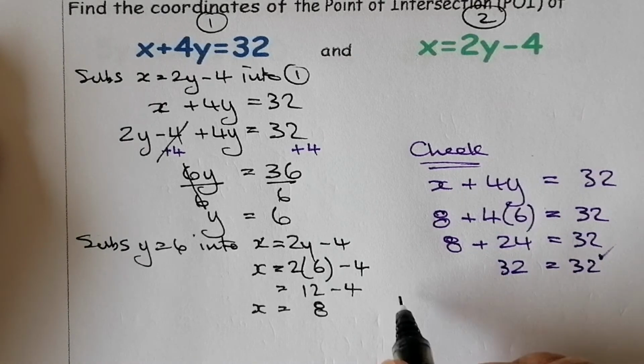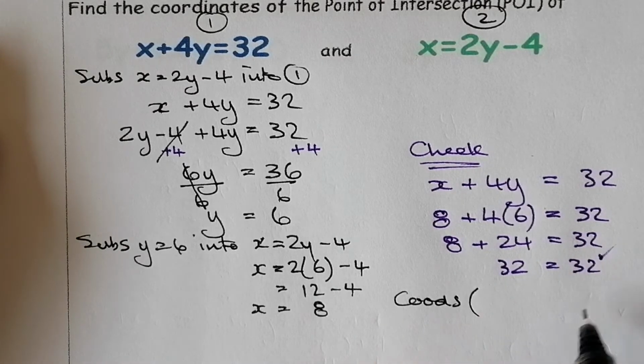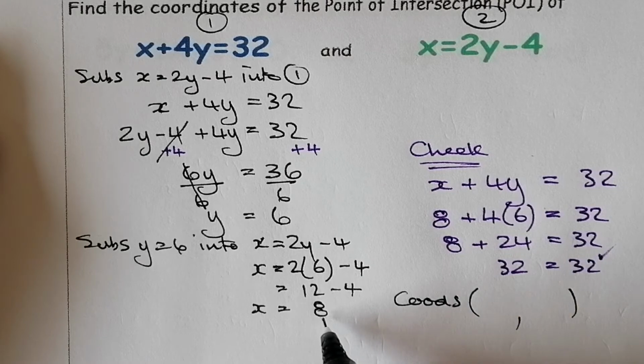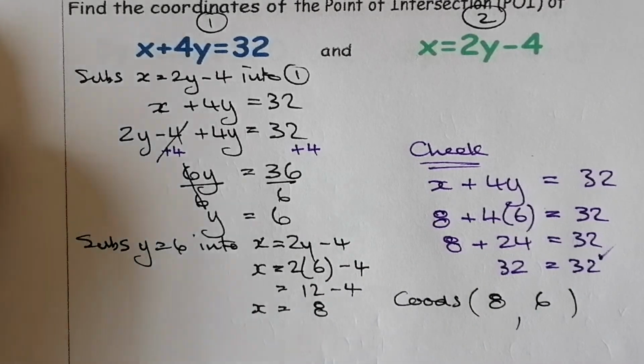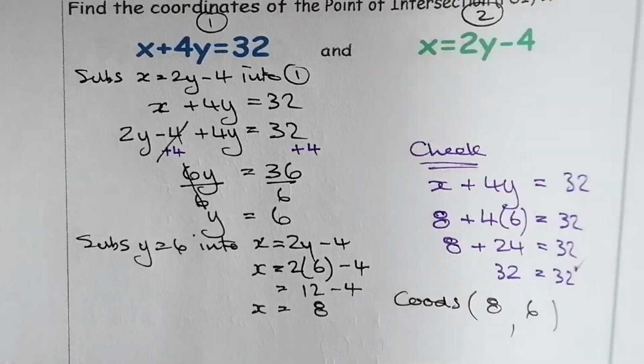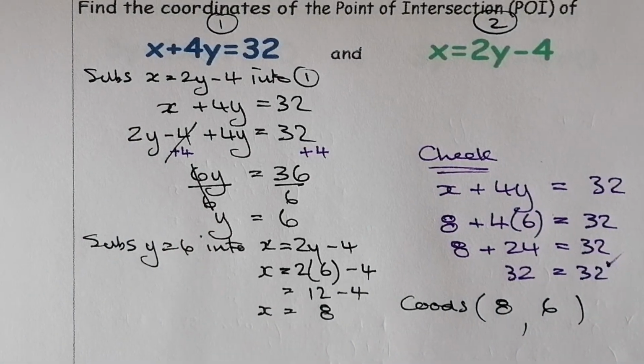I'll just get my coordinates written down. My coordinates, x value, remember, is that one there. Y value is the 6. So 8, 6. Got it. Okay. Right, so 2 more to go.